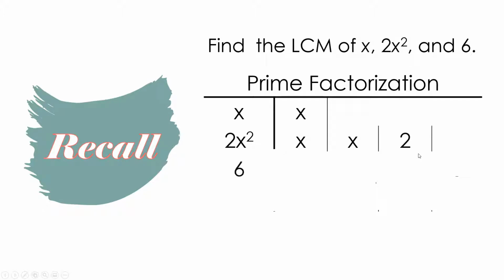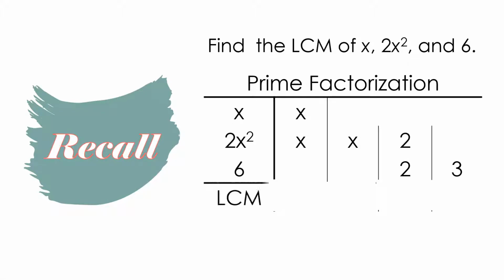And then the other number is 6. Is x a factor of 6? The answer is no, x is not a factor of 6. Is 2 a factor of 6? The answer is yes, because 6 divided by 2 gives an integer. So 2 is a factor of 6. And what number do we have to multiply by 2 to get 6? Or 6 divided by 2, the answer is 3.